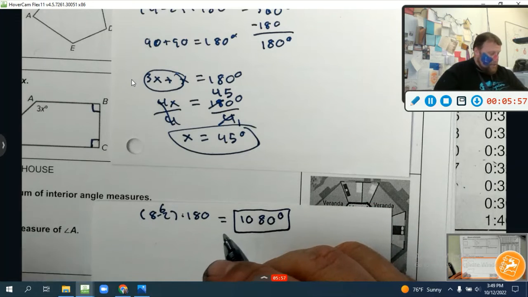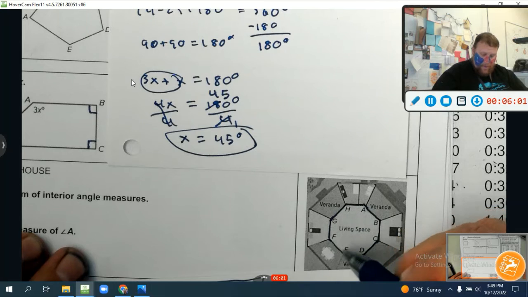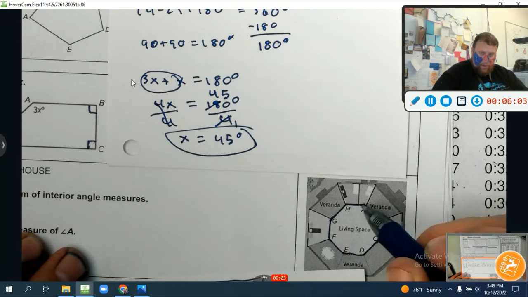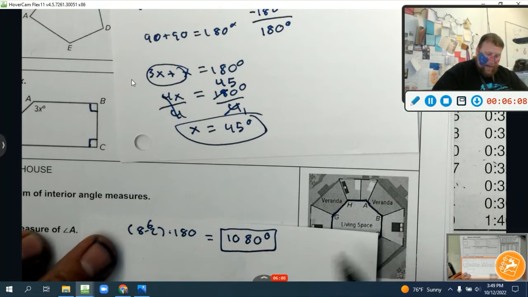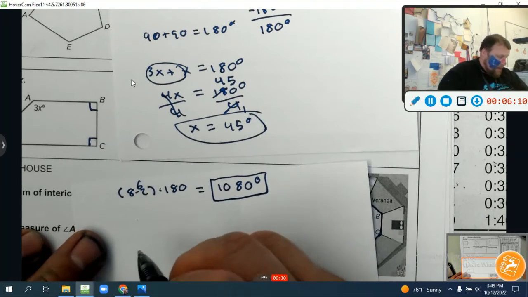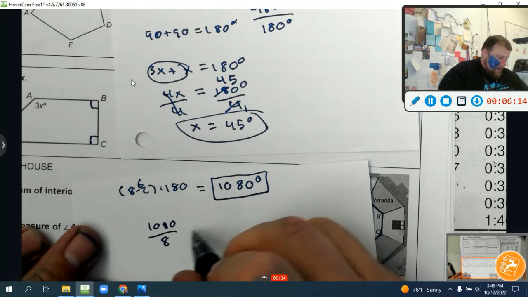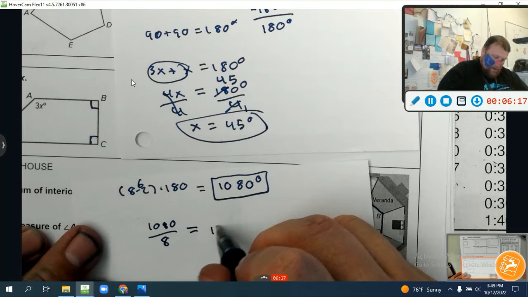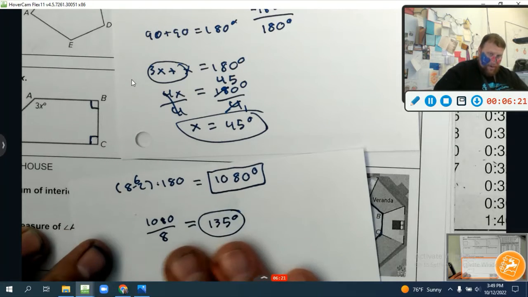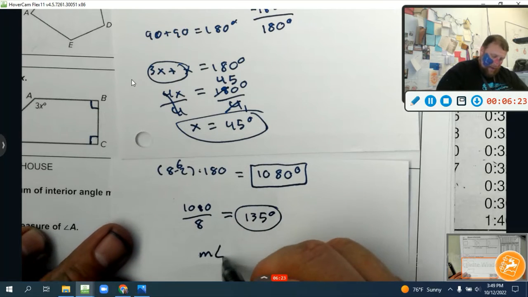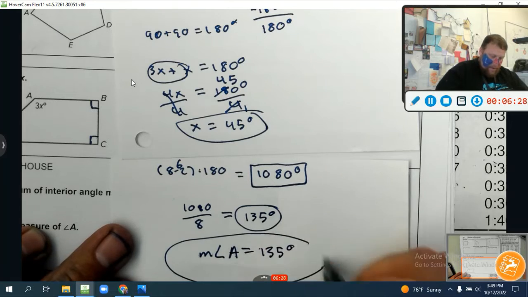Now it says find the measure of angle A. Well, this is regular. These are all the same angle measures because this is a regular polygon. So because of that, I just need to divide. Since there are 8 angles that make this up, I'm going to divide this by 8. 1,080 divided by 8 equals 135 degrees. So the measure of angle A equals 135 degrees.